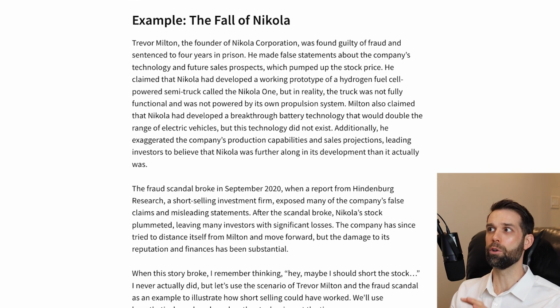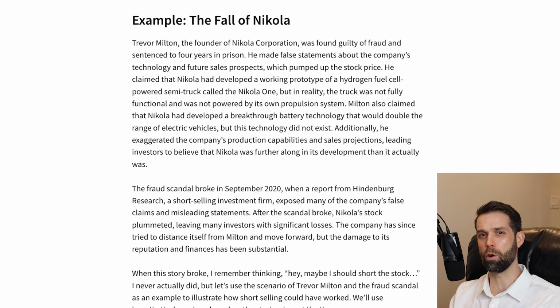And we're going to go through this scenario that actually happened. It's sort of like the fall of the Nikola Corporation. So you might be familiar with the Nikola Corporation. It's an electric truck company, and had some other supposed technology regarding fuel cells. Well, Trevor Milton was their founder, and he was found guilty of fraud and sentenced to 4 years in prison. He basically made false statements about the company's technology and future sales prospects, and that pumped up the stock price.